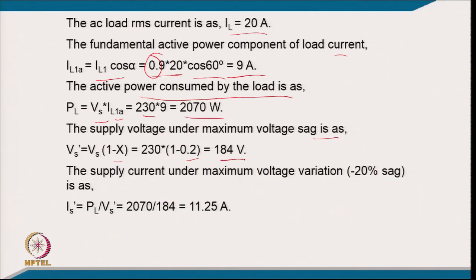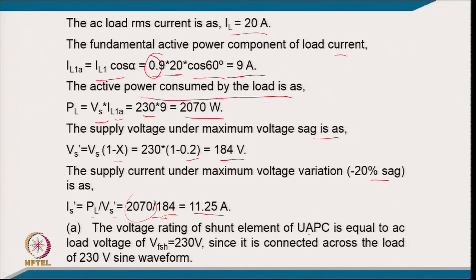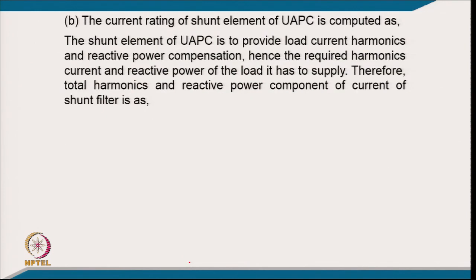So, it is 184. So, the supply current under the maximum voltage variation minus 20% will be PL divided by the lower voltage. The active power will be the same, which is drawn from the supply, and the voltage is lower. So, supply current will be 11.25 ampere, and the voltage rating of the shunt element is equal to the load voltage, because it is connected in shunt, that is 230 volts, since it is connected across the load of 230 volt sine waveform. So, the current rating of the shunt element is computed as follows.